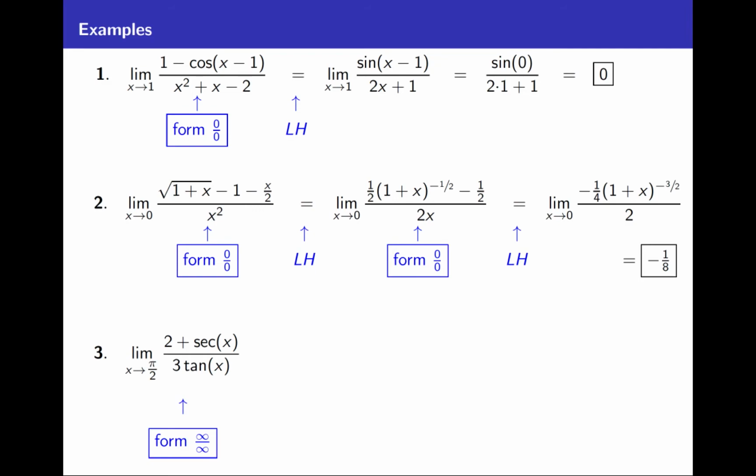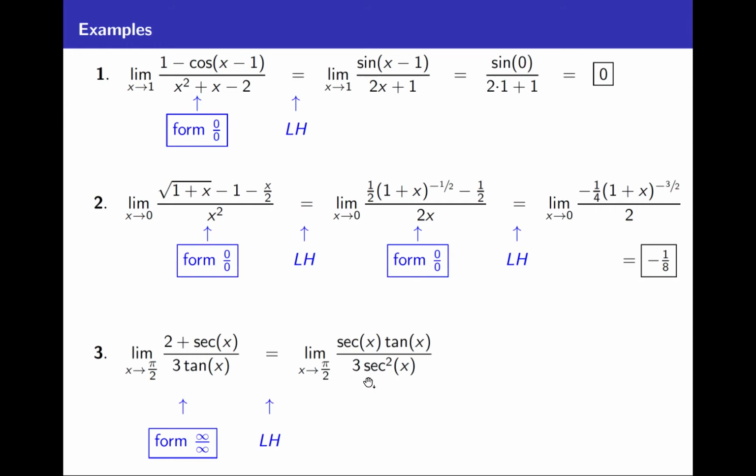But remember, L'Hopital's rule applies to the indeterminate form infinity over infinity just as it does to the form 0 over 0. So we can apply L'Hopital's rule here. We get the limit as x approaches pi over 2 of the derivative of the top, which is secant x tangent x, divided by the derivative of the bottom. Let's see, the derivative of 3 tangent x is 3 secant squared x.